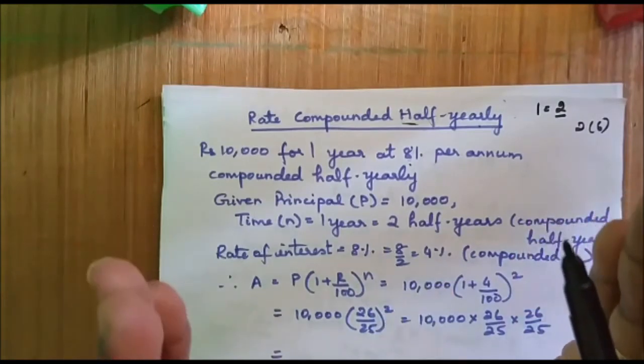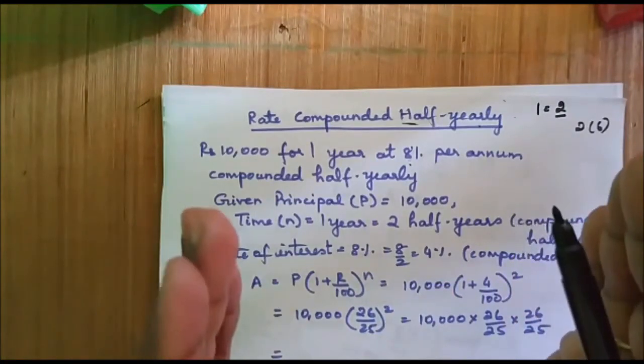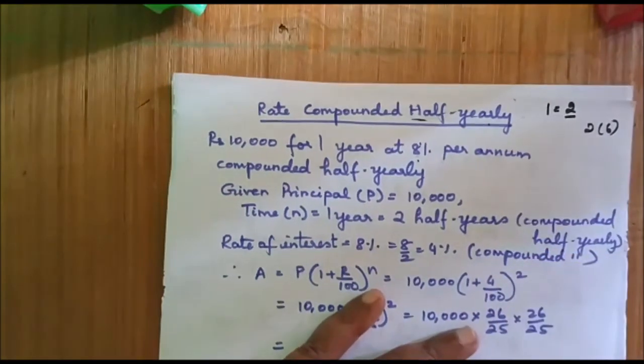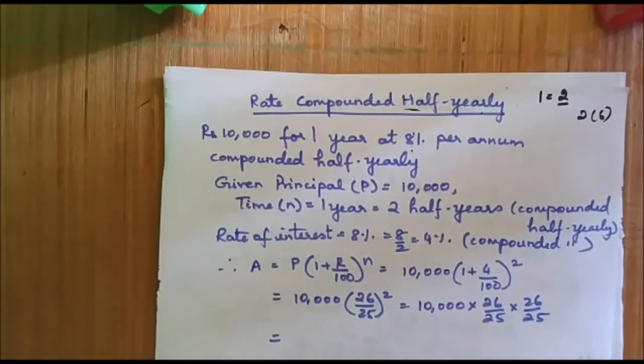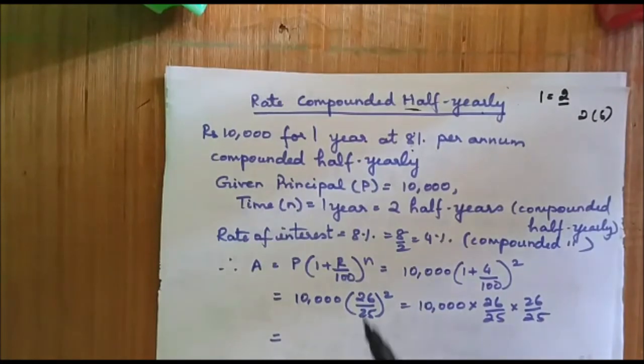Whenever you get sums like this, compounded half-yearly, compounded quarterly and all, when you see the word half-yearly, the number of years is nothing but 2 half years. What do you mean by 2 half years? In 1 year there are 2 half years, that is 2 times 6 months comes, isn't it? So n is equal to 2 and the rate of interest is 8. Now in this problem the rate of interest is 8%. So 8 by 2 is equal to 4%. I hope you get it. Whenever you get problems like this, the rate of interest will change and the number of years also. So only then you will get the correct answer.